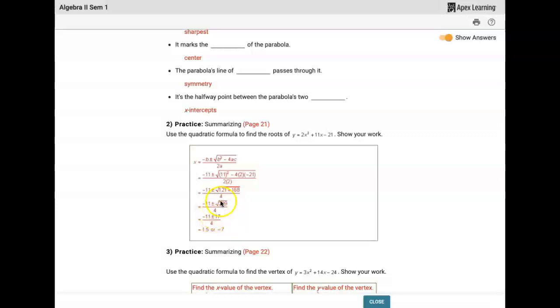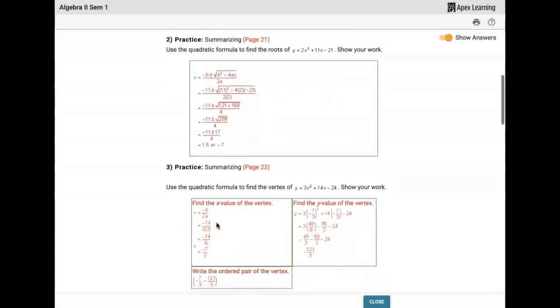In this one, we're actually lucky because when we have the square root of 289, that gives us the number 17. So I'll have 11 minus 17 divided by 4 and 11 plus 17 divided by 4. So that gets me my two real answers.